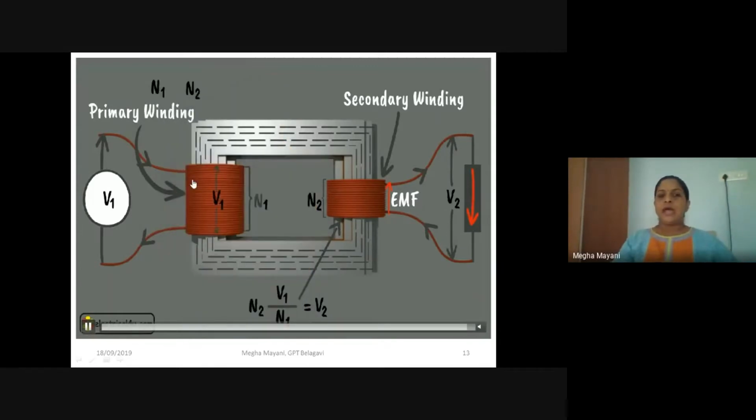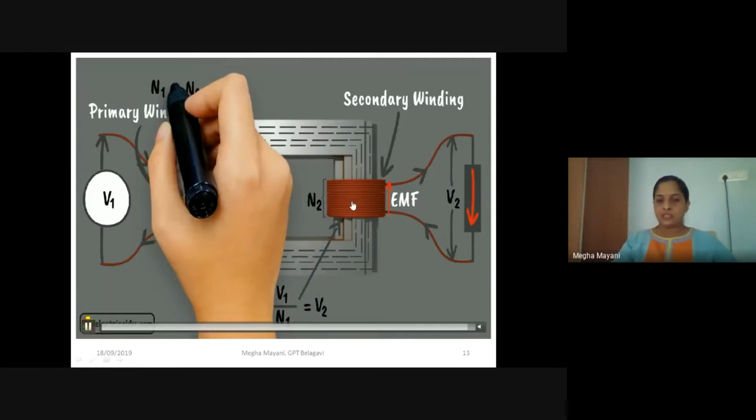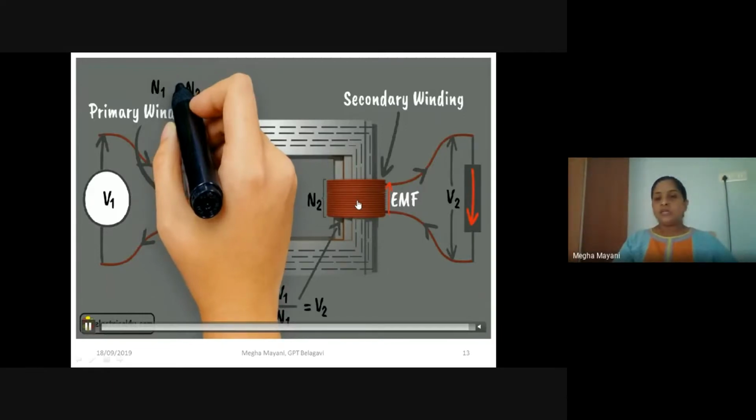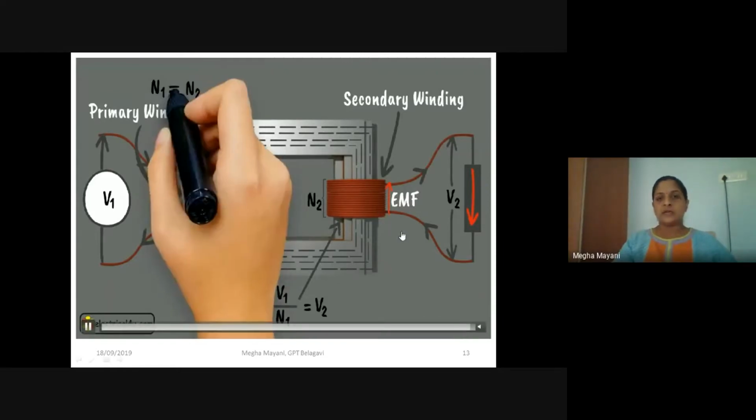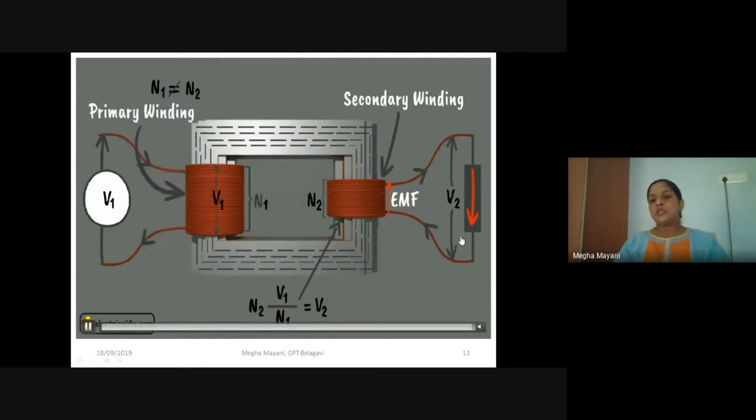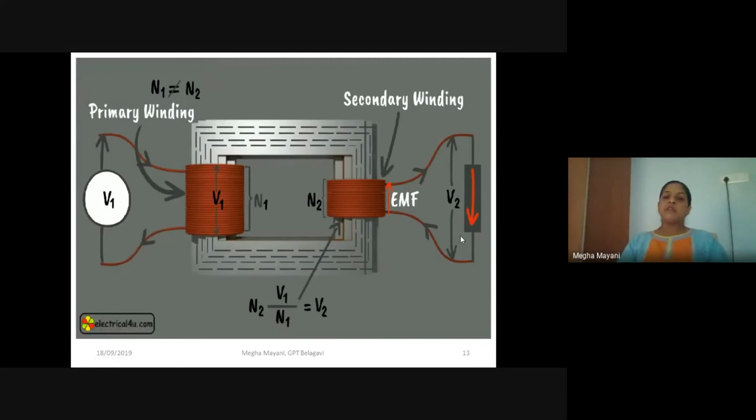Now, if the number of turns on the primary winding and secondary winding are not equal, if you have a difference in the number of turns on the primary and secondary, then the EMF induced in the secondary and in the primary will also be different. They will not be equal. So when N1 is not equal to N2, then V1 will not be equal to V2 because they are proportionate.